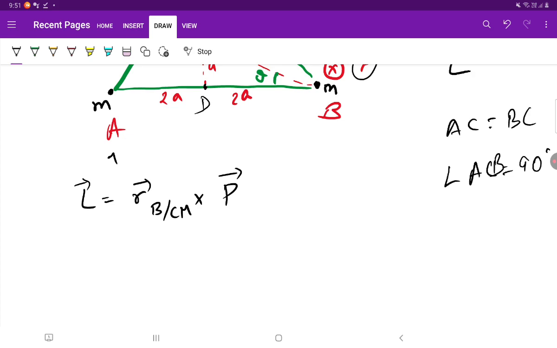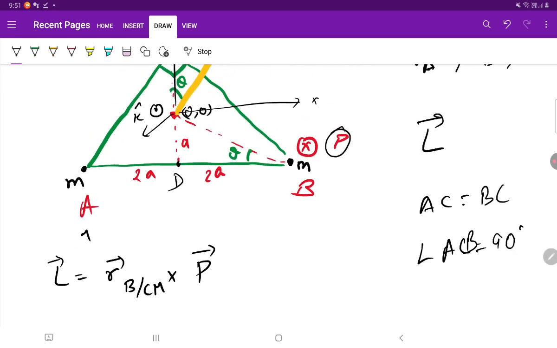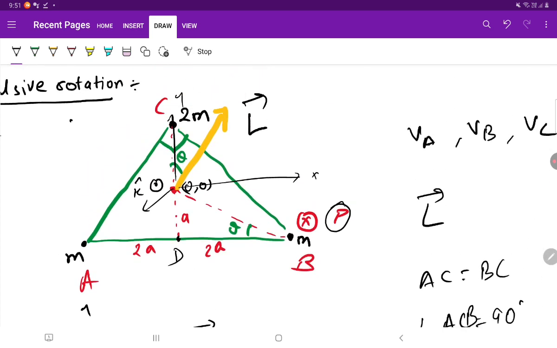Okay. Now observe one thing. Let us assume that this direction is the positive x-axis. The line joining the center of mass and C is the positive y-axis, and the line perpendicular to the plane and out of the page is the positive z-axis. Okay, so you can obviously deduce the L vector.